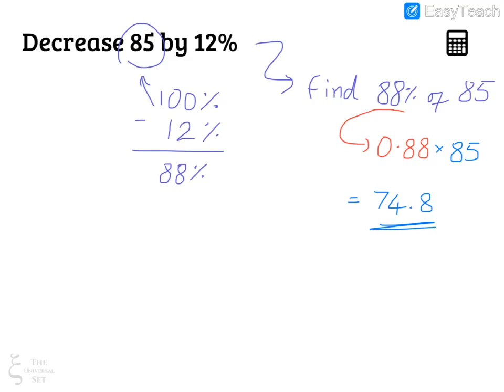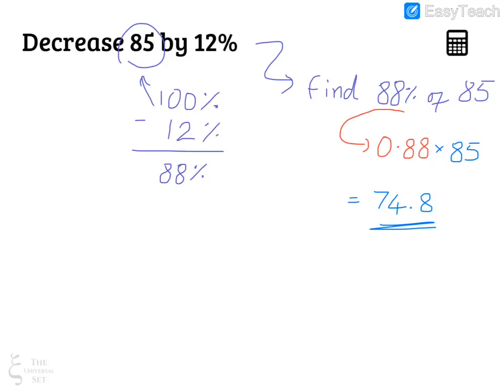Okay, so let's go back once more and just talk through that method to make sure we're all on the same page here. I'm starting with 100%. I'm starting with all of this. I want to decrease it by 12%, so I'm taking 12% away, which means the percentage I should be left with is 88%. So let's find out what that 88% would be. How do I do that? Well, I multiply by 0.88. That's what we've done here, and we get 74.8.